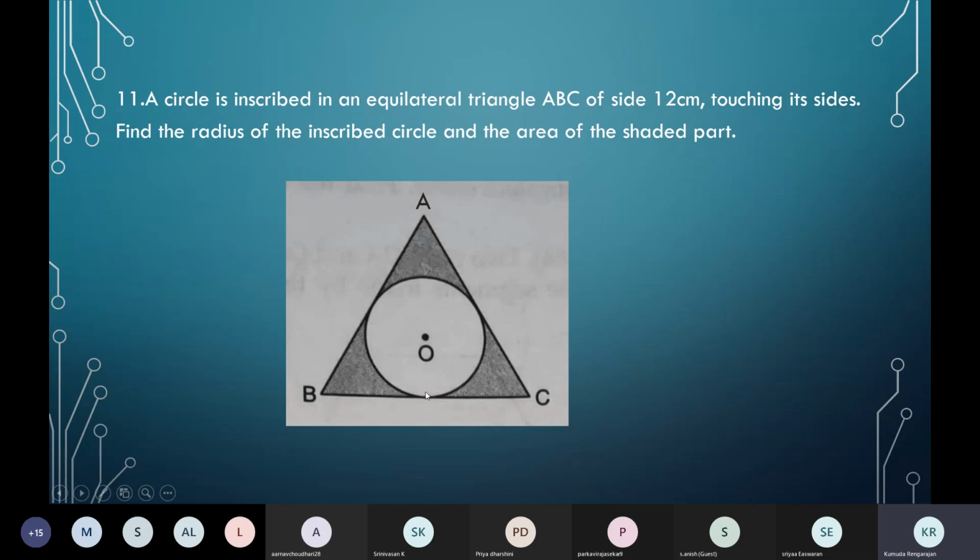Now you need to understand what to find. You need to find the radius, which is OM. Use trigonometry and connect the known things, 30 degrees and 6 centimeters, with the unknown OM. Use a suitable trigonometric ratio. That way you'll find the radius and then find the area of the shaded region. Yes, try.